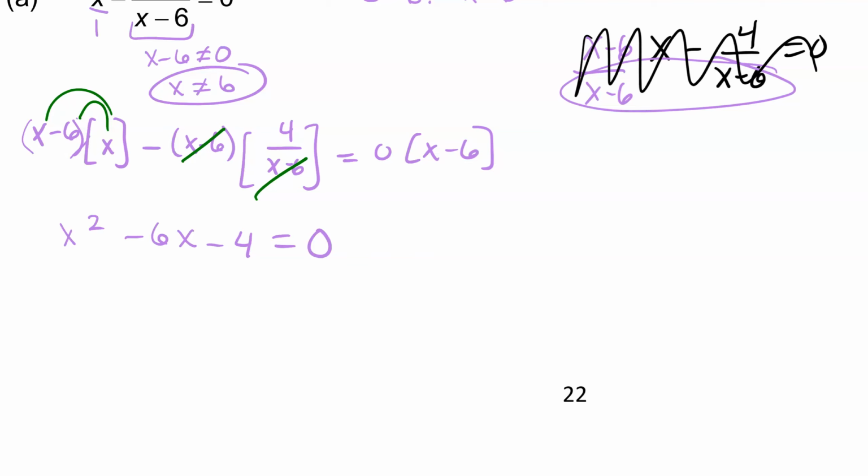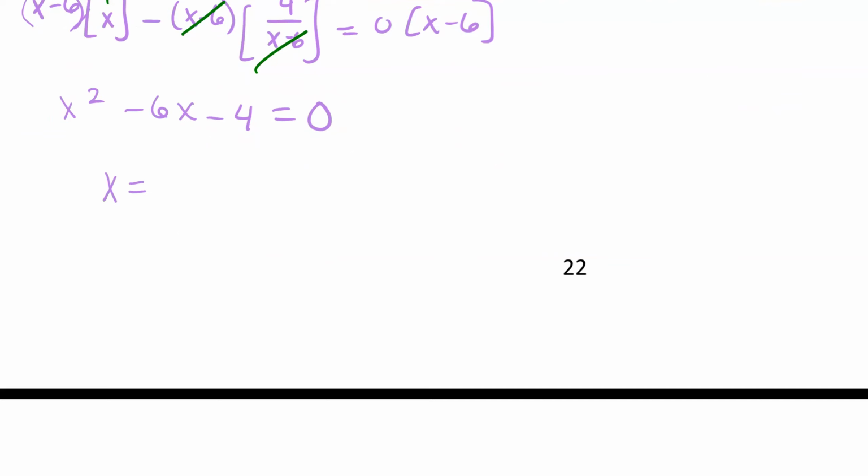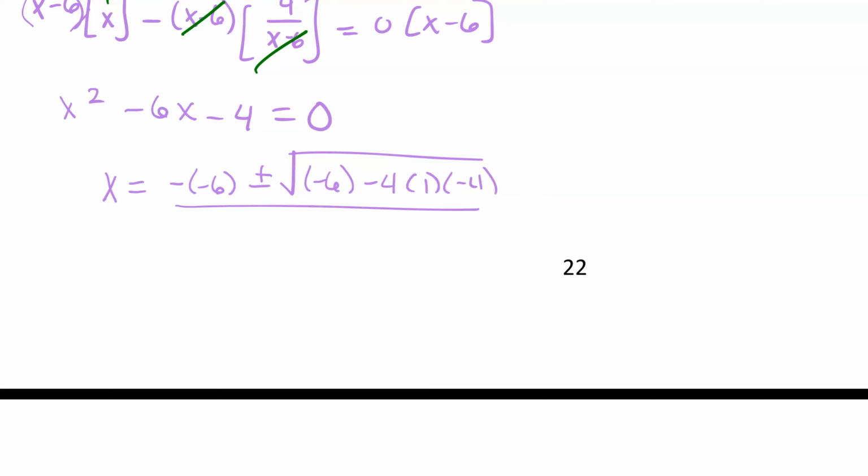Okay, so ignoring this, I want to solve this. What numbers add to negative 6 and multiply to negative 4? None. What do we use? Quadratic formula. Okay. X equals negative b plus or minus the square root of b squared minus 4ac, all over 2a. Okay, x equals 6 plus or minus, oops, forgot the square root, 36 plus 16, all over 2.